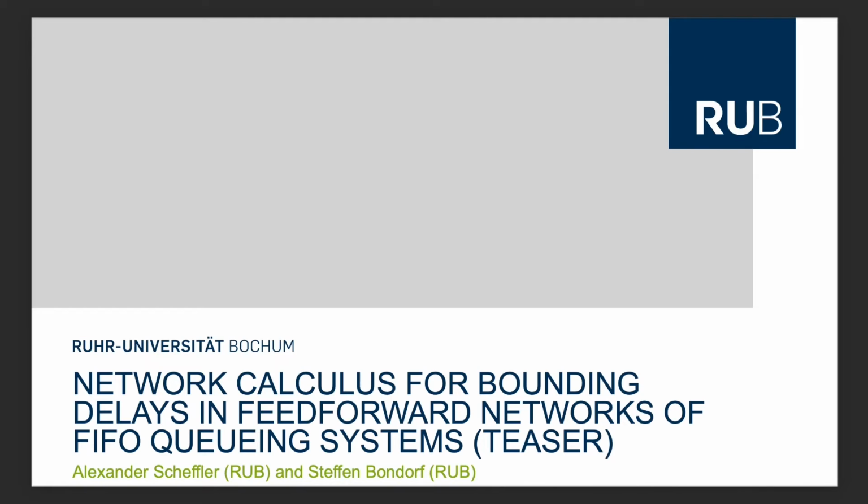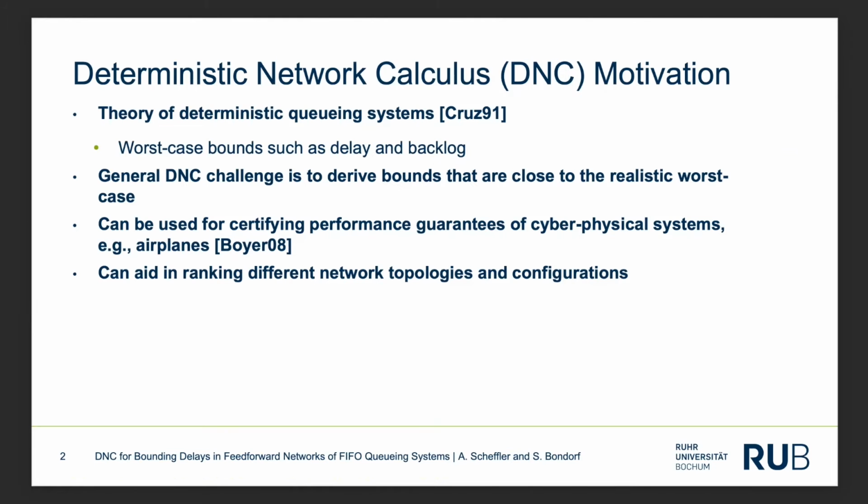This is a brief teaser and the title of our paper is Network Calculus for Bounding Delays in Feed-Forward Networks of FIFO Queuing Systems. Deterministic network calculus, or short DNC, is a theory of deterministic queuing behavior that is able to derive worst-case bounds such as end-to-end delay of a data flow. Its general challenge is to derive bounds that are close to the realistic worst case.